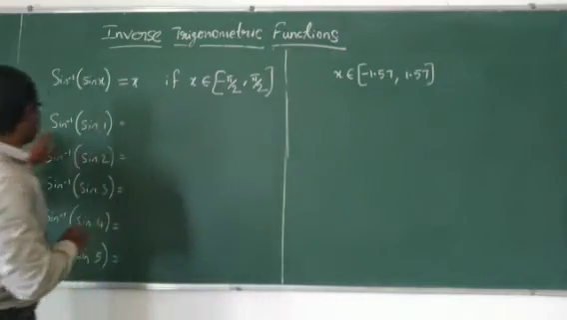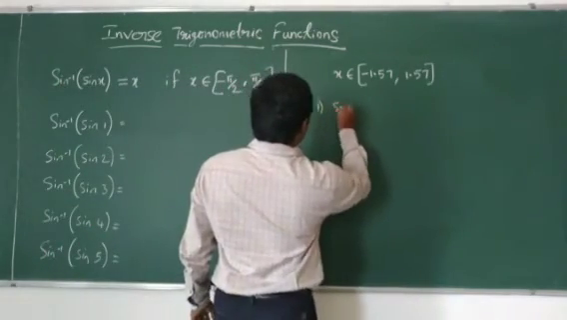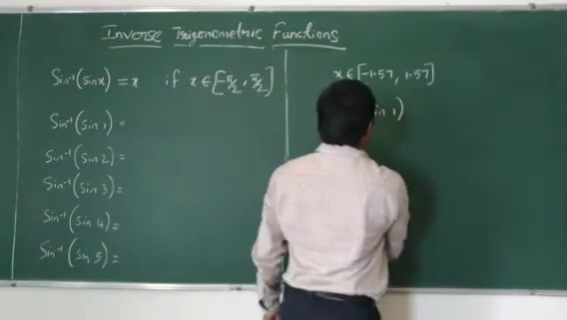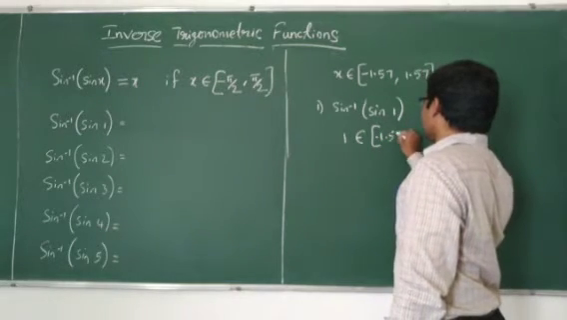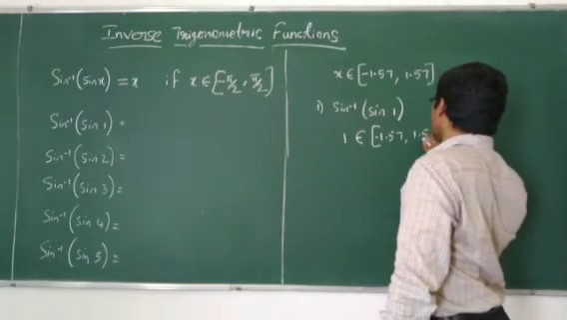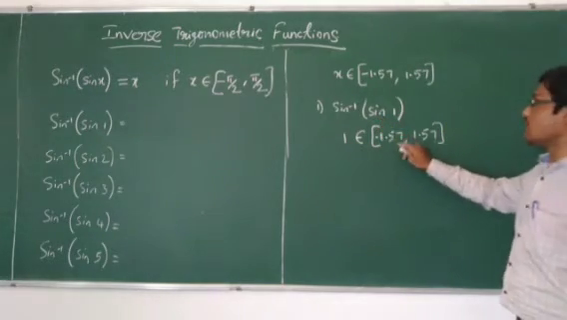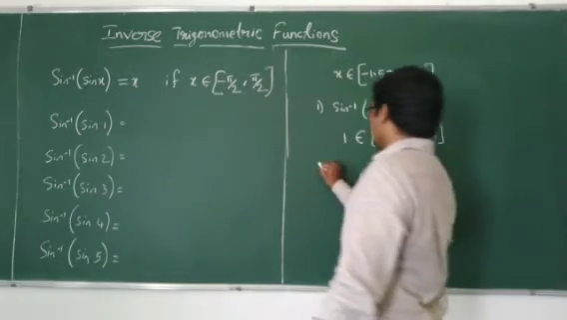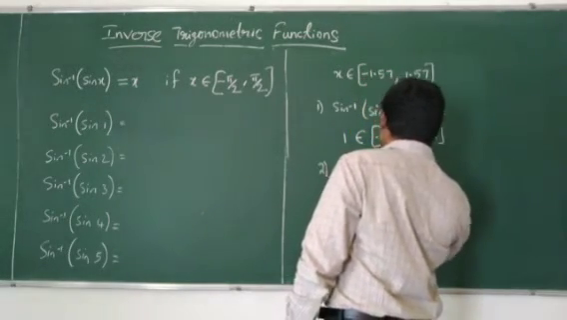Now if you take the first question, sin inverse of sin 1. 1 belongs to minus 1.57 to 1.57. Since 1 belongs to this interval, this value will be equal to 1. Now, sin inverse of sin 2.